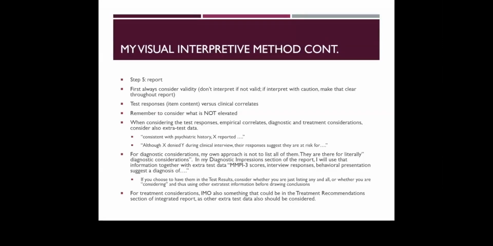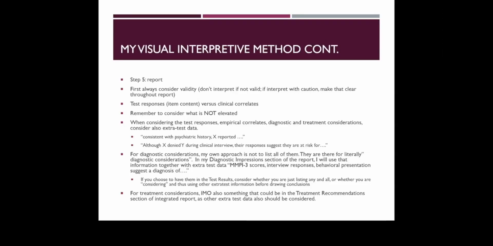So when things are not consistent at all with other evidence that I have, I typically would add in "consistent with their psychiatric history, X reported blah," or "although X denied Y during the clinical interview, their MMPI responses suggest they are at risk for something." So I tend to do that when I write up my MMPI interpretations, because I'm constantly remembering I'm an assessor and not just a tester.